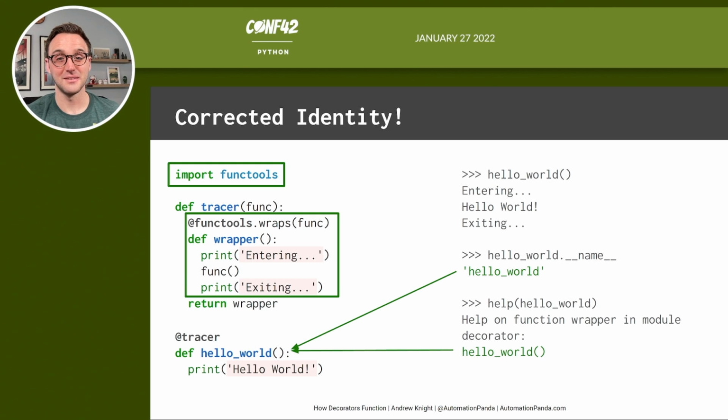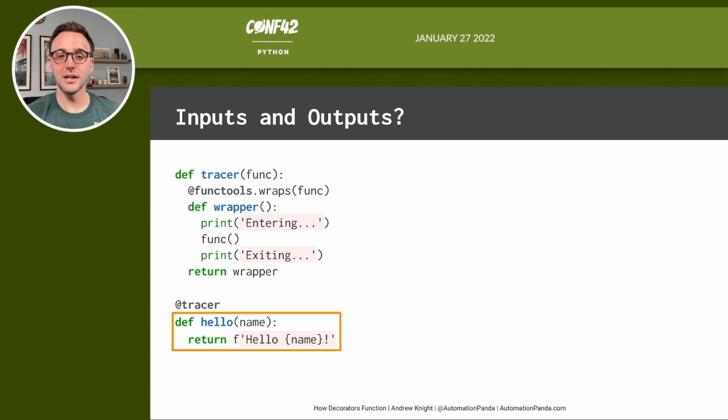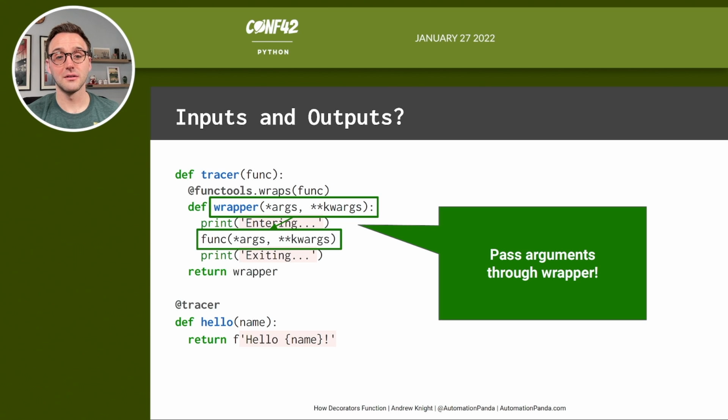That's awesome. But wait, there's another problem. How do decorators work with inputs and outputs? What if we decorate a function with parameters and a return value? If we try to use the current tracer, we get an error. Arguments broke it. Thankfully, we can fix it.